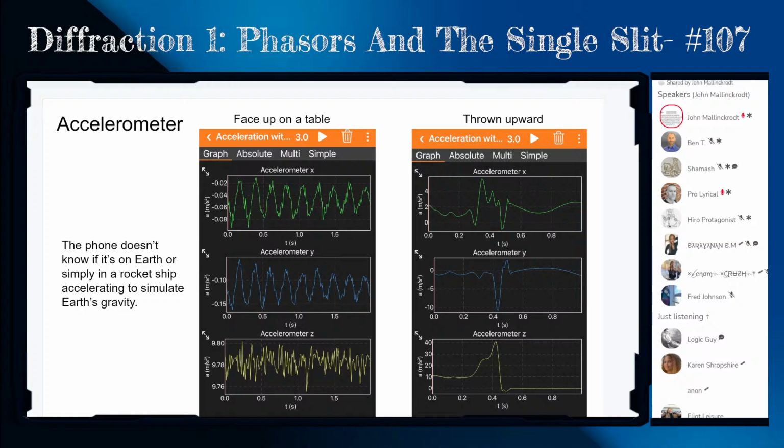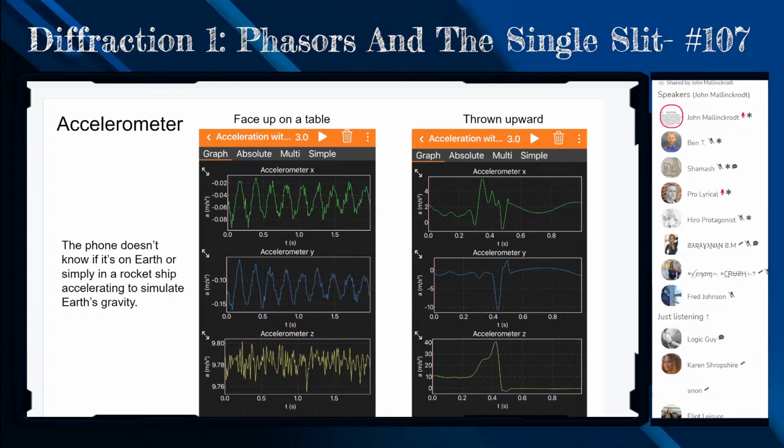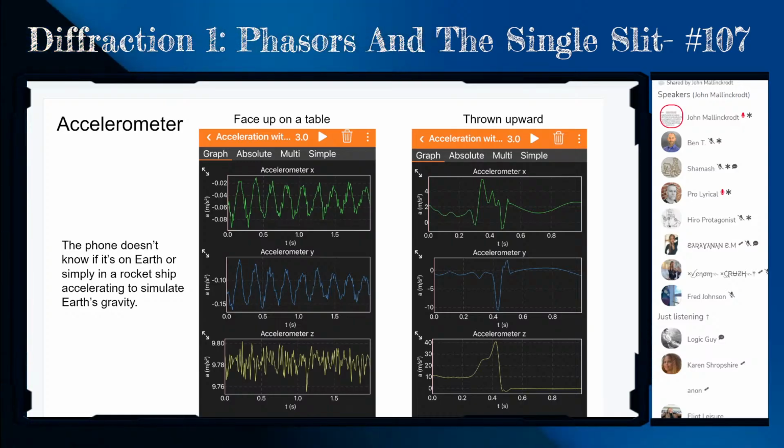Part of that's probably on the way up, it might be on the way down. I didn't throw it up very, very hard, so it would only be in the air for a second, probably. So whether it's going up or down, you see almost no acceleration there. Anyway, that's fun. I love playing with the accelerometer.